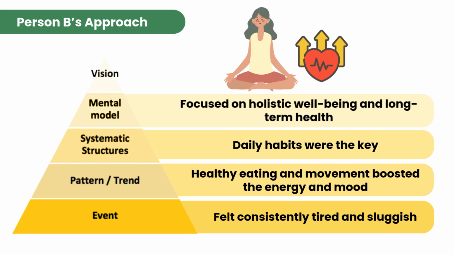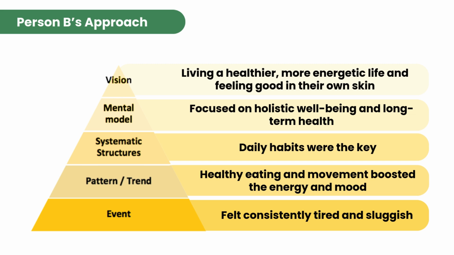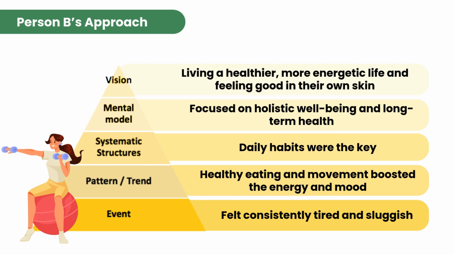And how did Person B's vision shape their response? Person B's vision for weight loss is centered around living a healthier, more energetic life and feeling good in their own skin. Because of this vision, they focused on building sustainable, healthy habits. They chose exercise they enjoyed, focused on nourishing their body with whole foods, and prioritized feeling good over just seeing a number on the scale. Their vision of long-term well-being led them to a gradual, habit-based approach.